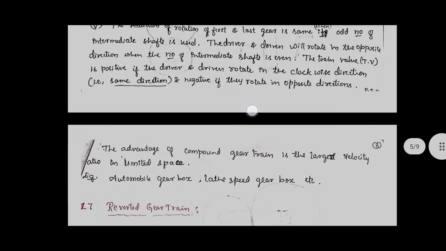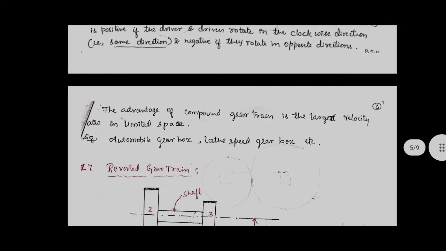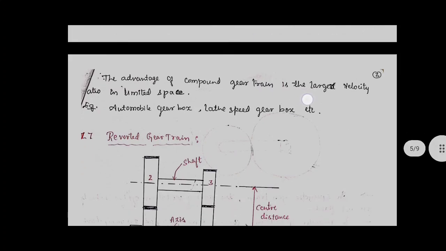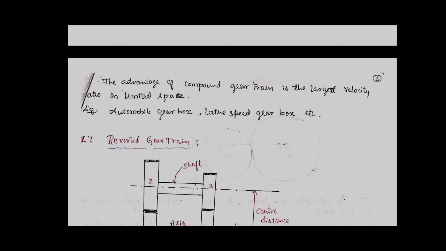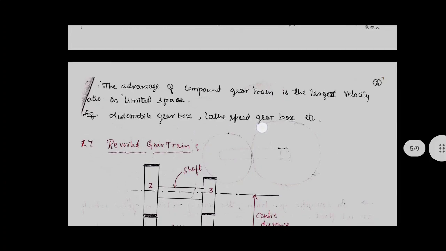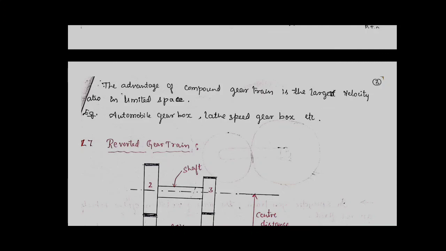What are the advantages of compound gears? In compound gears we can achieve a larger velocity ratio. A larger velocity ratio means we can transmit more power, and we can increase the shaft distance, so we can transmit power across a larger space compared to the earlier arrangement. That is one of the advantages of compound gear trains. Applications include automobile gearboxes, lathe speed gearboxes, and lathe machines.